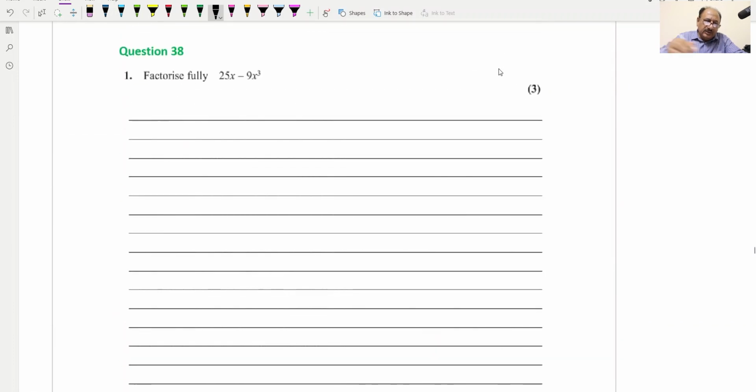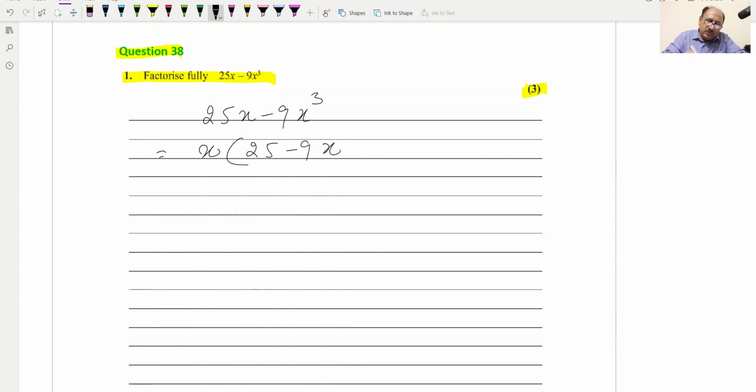Question number 38, we need to factorize. This is question number 1 of the past paper, and this is a 3 marks question. For factorization, we can take the maximum common factor, which is x. So x we can take common, so inside will be 25 minus 9x.